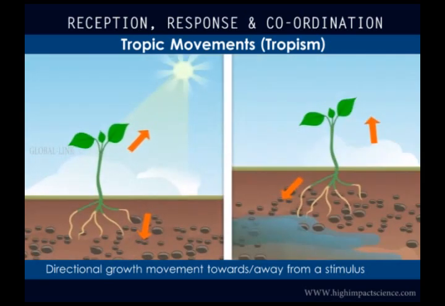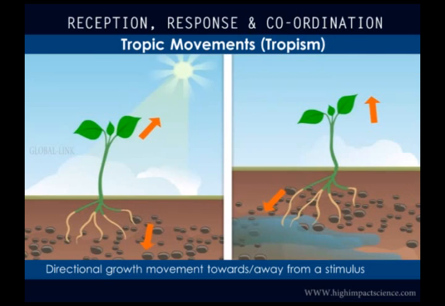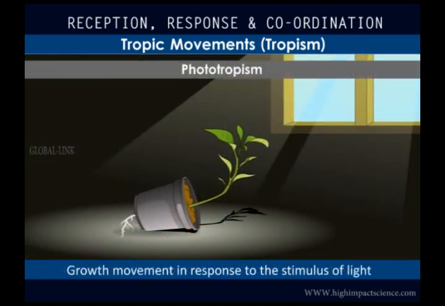Tropic movements towards a stimulus are termed as positive, while tropic movements away from a stimulus are termed as negative. Take for example this potted plant kept indoors. The stem has turned towards the window, that is towards the direction of light. Movement in plants due to light is termed as phototropism.